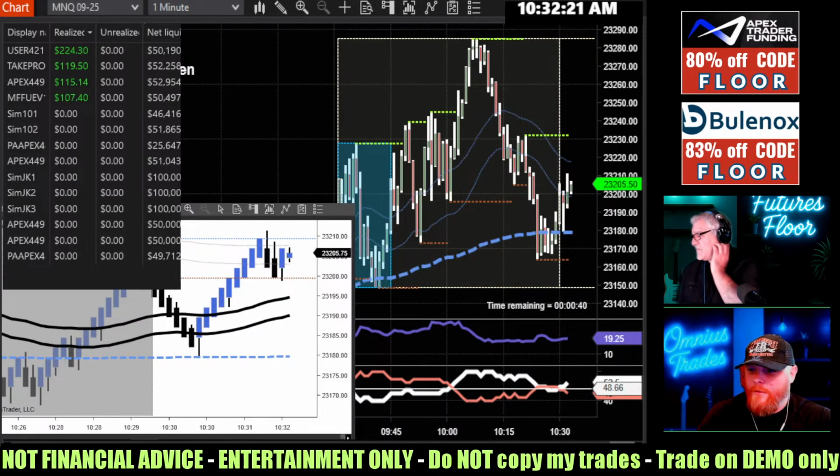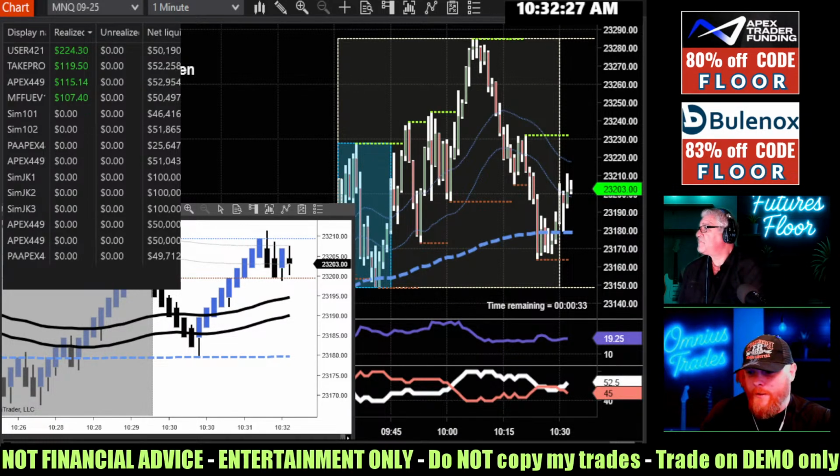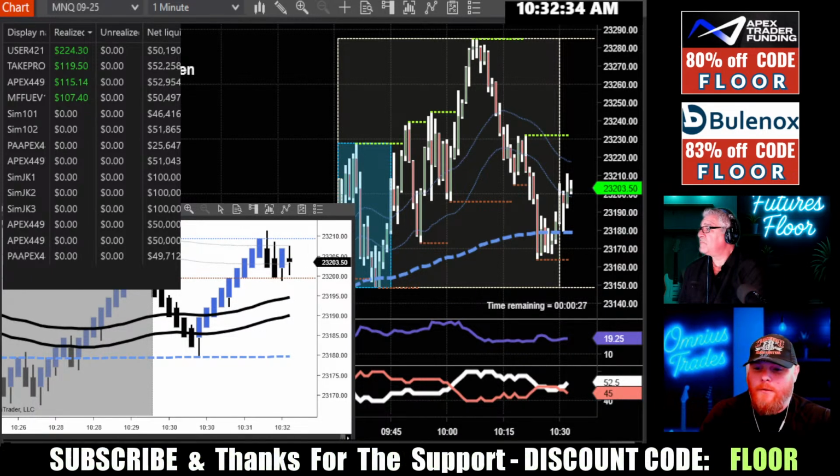But I do like that we broke this trend line, pushed up, came back. We even retested the trend line and the VWAP. That would have been the best spot to get in right there. That wouldn't have taken any drawdown at all.